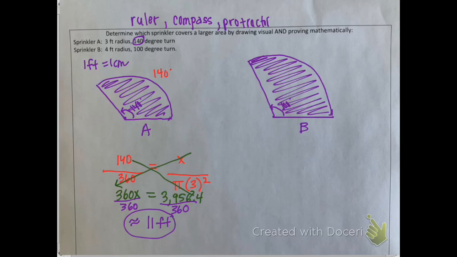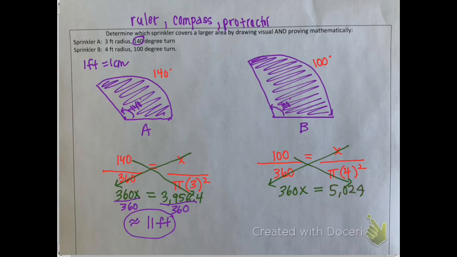For the second sprinkler, we're going to set up our 2 equal ratios to find the area of the sector. So this one was a 100 degree turn, so it's 100 out of a total of 360. What portion of the entire area circle do we have? So X out of pi, the radius in this case is 4, so pi 4 squared. Cross multiplying, 360 times X is 360X, and that's equal to, I have to multiply 100 times 3.14 times 4 times 4, so that's 5,024.